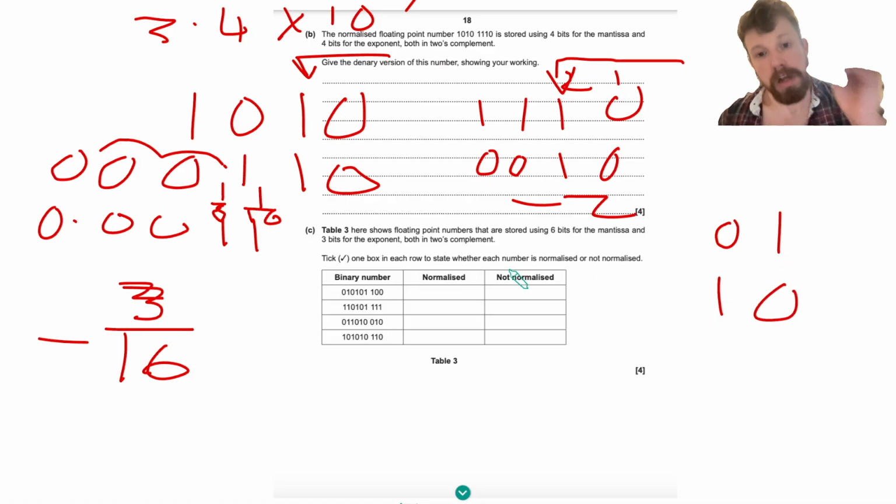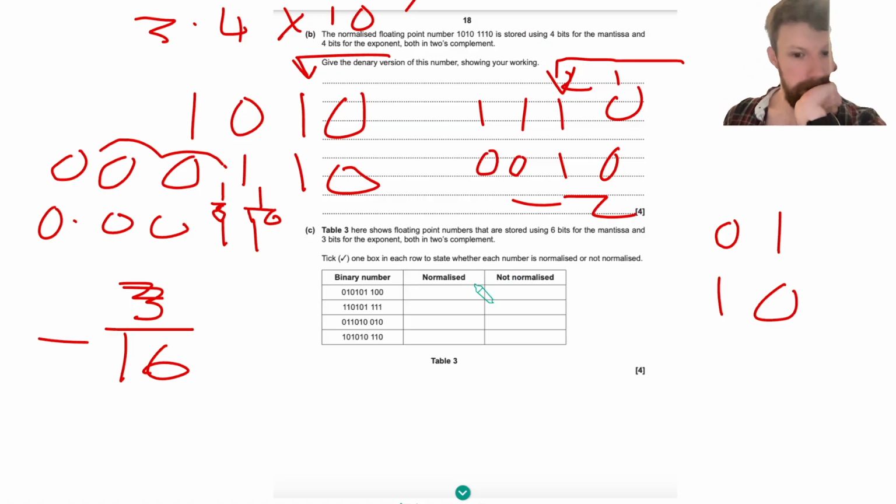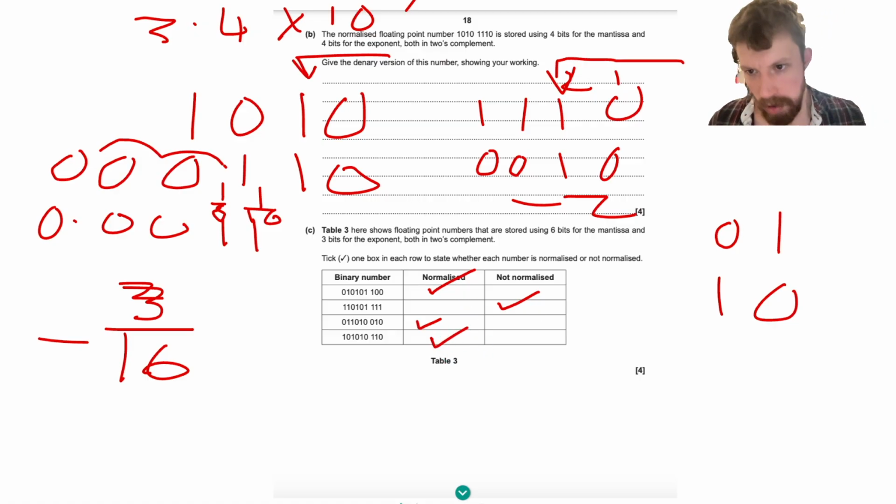Okay, so let's have a little look. So that one is normalised. That one isn't normalised because it's 1, 1 at the front, as you can see there. So you're just looking at the mantissa part here. That is normalised because it's 0, 1. And that is normalised. So it's looking all good. So we've got normalised, not normalised, normalised, and normalised there.